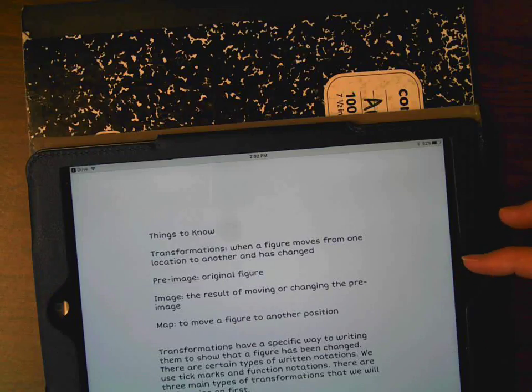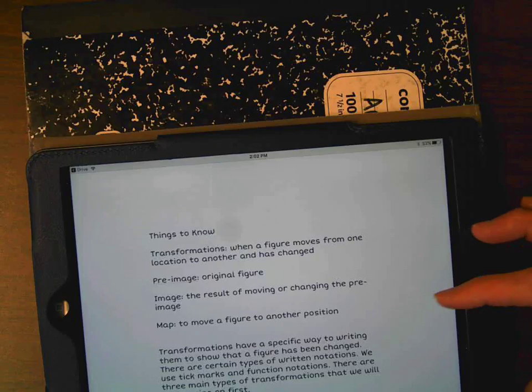Transformations are when a figure moves from one location to another and has changed. So you start out with the shape that you start with, and then it moves and it changes in some way, whether it's its location in the plane where it was, whether it was turned upside down, or whether it was flipped across something. It changes. Okay, and that's what a transformation is called. So a transformation in math is how you identify how a figure has changed.